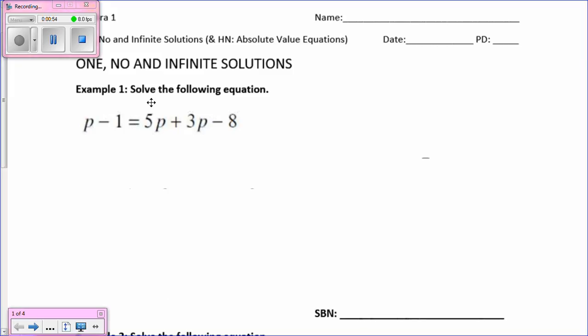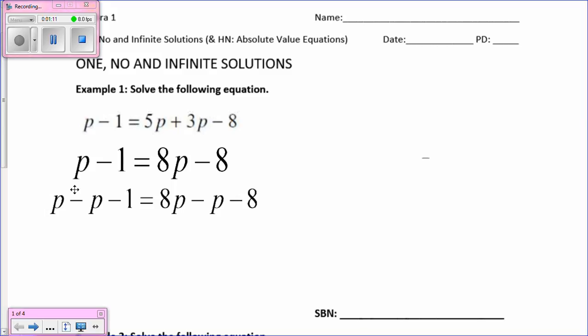Example 1, solve the following equation. Well, that's easy. We're just doing the same 4 steps. Distribute, nothing to distribute. Combine, we do have a 5p and a 3p to combine, so we make that 8p. Now I need all our variables on one side and our constants on the other. So I'm going to move this p first, and sorry I'm writing it horizontally. It means the same thing as if you were writing it underneath. The p minus p will cancel out, leaving me with just negative 1, and the 8p minus p will leave me with 7p.